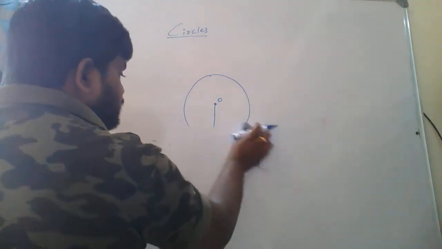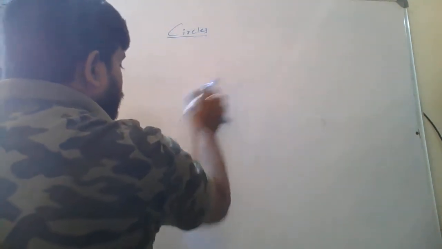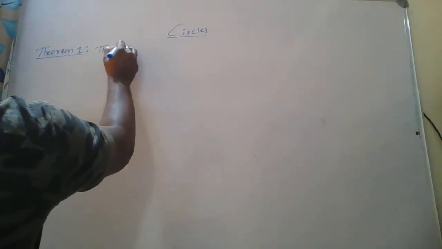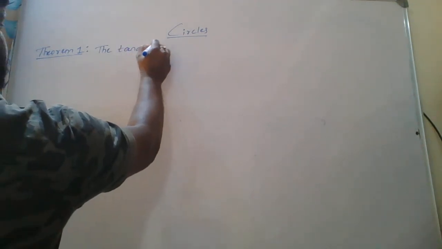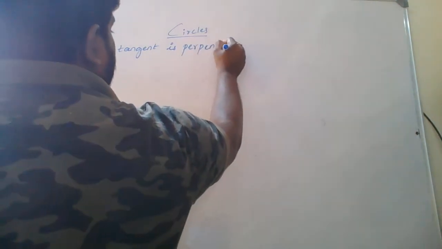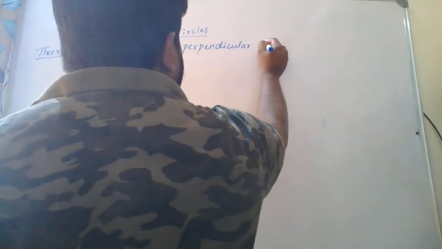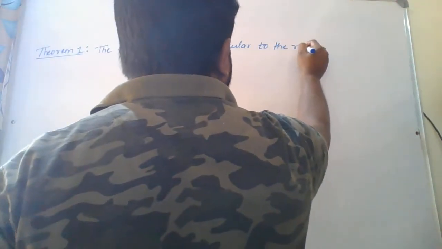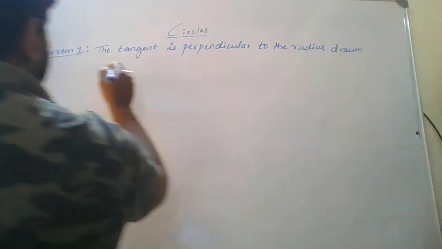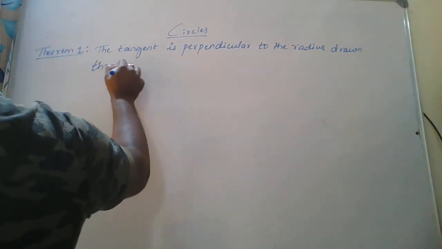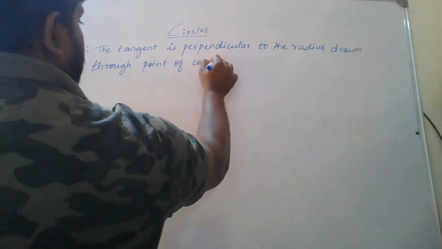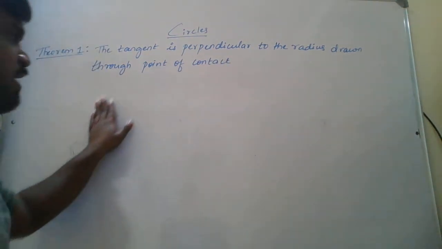So the theorem is: the tangent is perpendicular to the radius drawn through the point of contact. The tangent is perpendicular to the radius drawn through the point of contact. This is the theorem, a very important theorem and a very easy theorem.